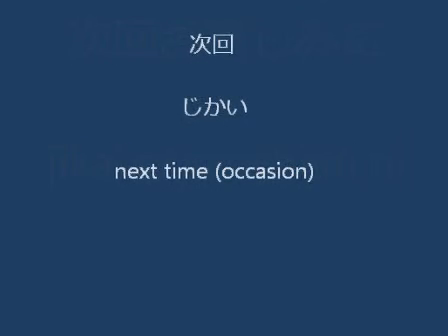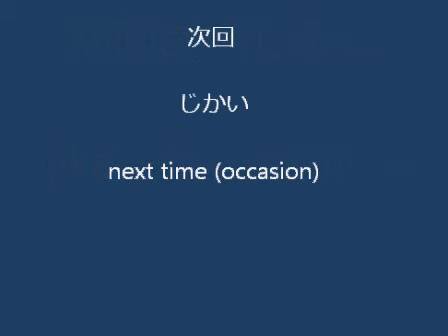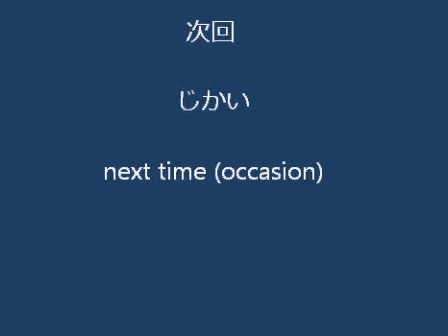So the first two kanji is jikai, next time. I don't know if you know the word for time, which is jikan. This is jikai, jikai. So it has 2 kanji. This is the kanji for next and time. This is alone, you would read it like sugi. And so it's jikai, next time. So that's the first part.